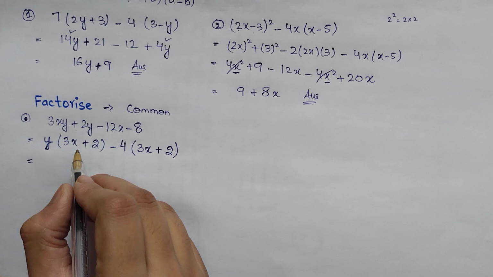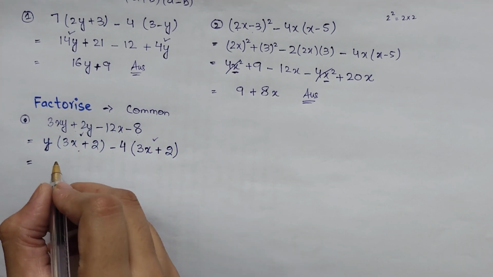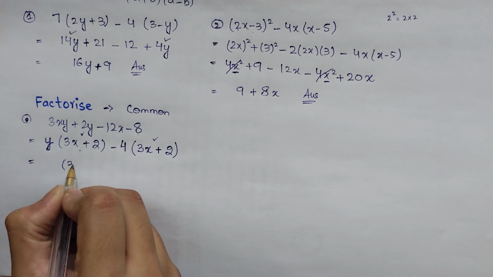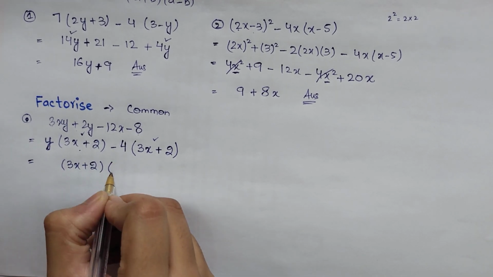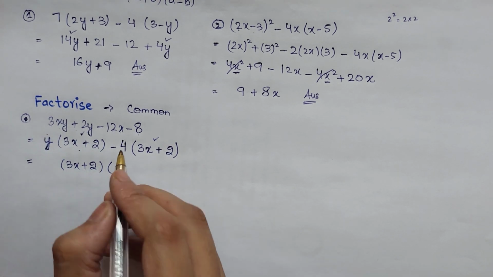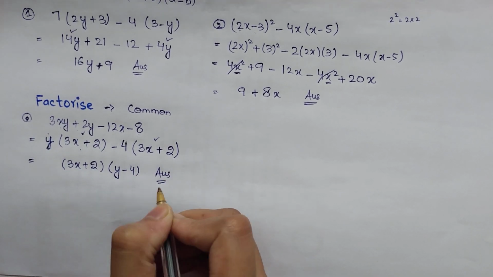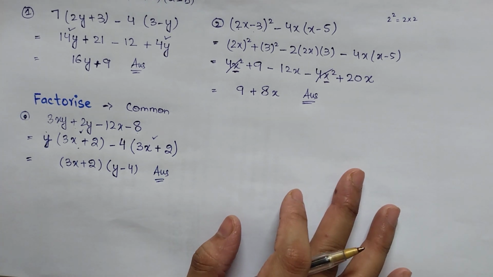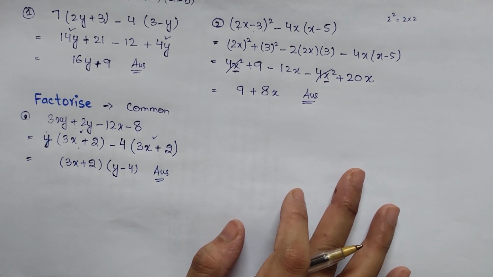Now the next step is this bracket and this bracket both are the same, so you have to write it just once, no need to write it twice. It is 3x + 2 in one bracket, and then in the second bracket you put y - 4. The other term is y - 4. So this is your answer. You have to factorize. Factorize means basically you have to take the common. This is the first step of factorization.